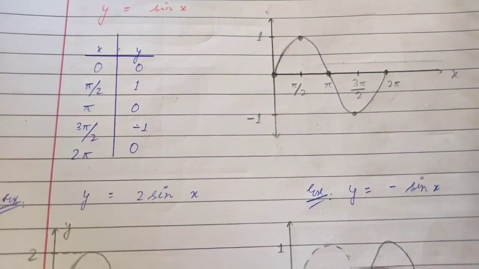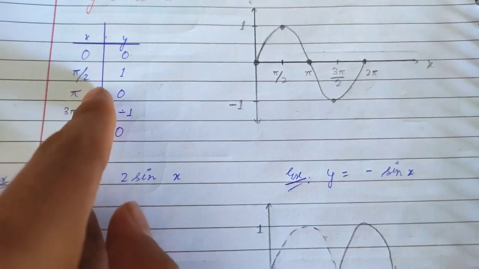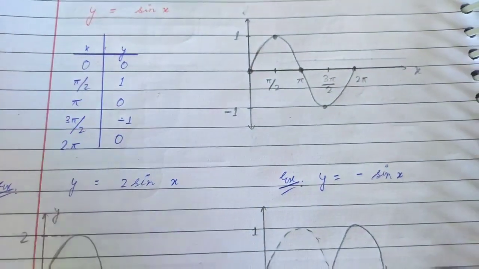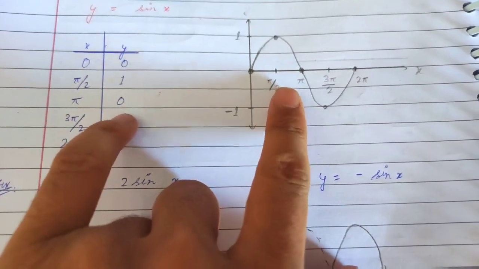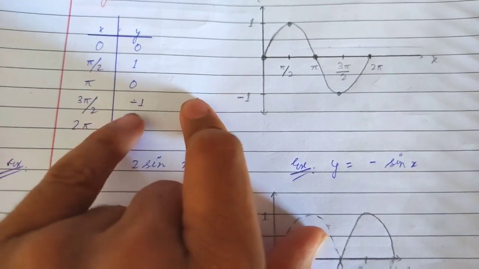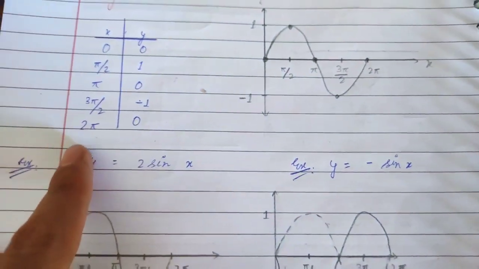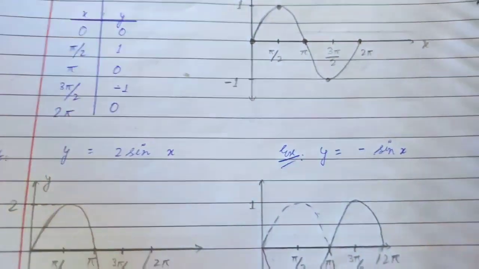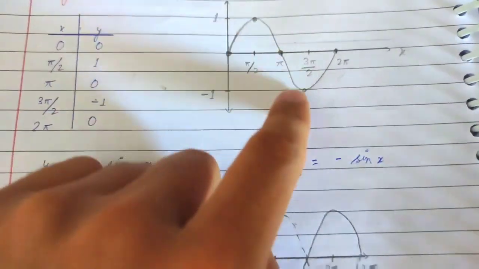Now we will plot the graph. When x is 0, y is 0, so 0 comma 0. When x is pi by 2, y is 1, so pi by 2 comma 1. When x is pi, y is 0. Then comes 3 pi by 2 comma minus 1. Then x is 2 pi, y is 0. So this is basically the standard form of this kind of graph.